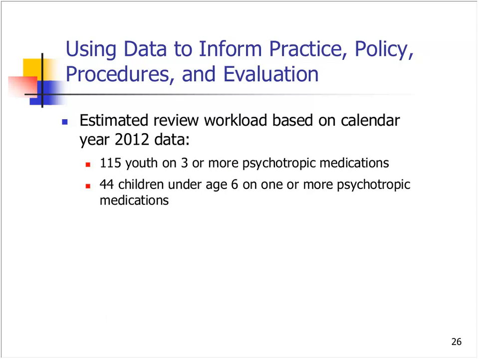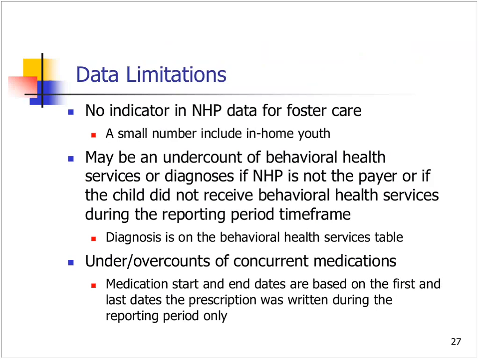Based upon the data that we received in calendar year 2012, the annual number of cases requiring review is 159. That includes 115 youth who are on 3 or more psychotropic medications, as well as 44 children under the age of 6 who are on 1 or more psychotropic medications. Next slide, please. There are some limitations with the data that we're receiving.